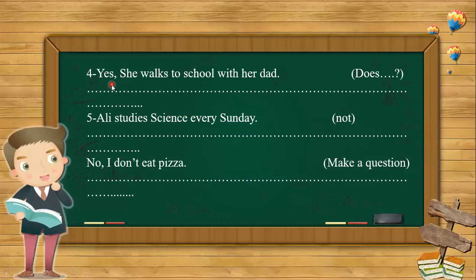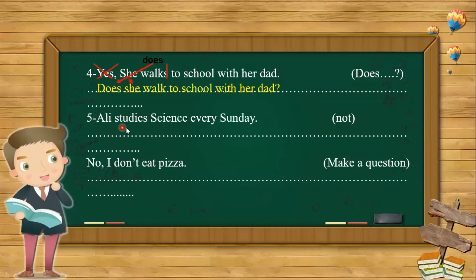Number four. Yes, she walks to school with her dad. He made it easy for me this time too. He told me to start with does. Okay, so what do I do? Cross yes. She will take does like he told me. Then I will do the scissors. Then cross yes, of course, because after does I don't put anything to the verb. So the answer will be, does she walk to school with her dad?